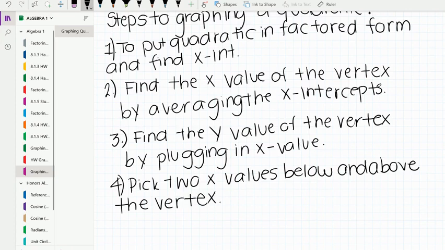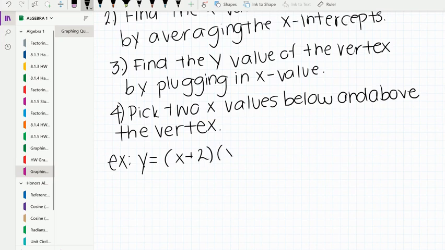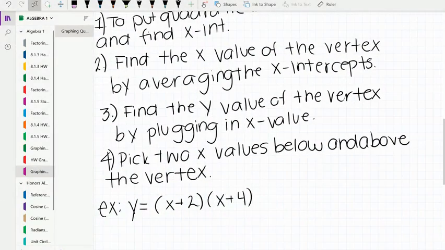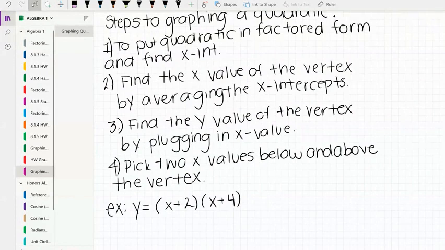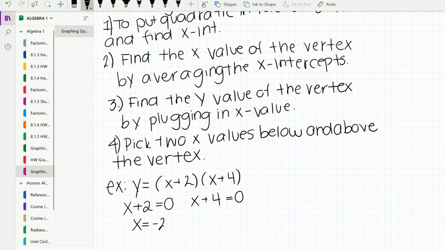Okay, so what we are going to do is now practice that. So we're going to do one last example and do it just like we said in our steps. So we have y equals x plus 2 times x plus 4. Step 1 is to put the quadratic in factored form. Well, it's already in factored form. So to find the x-intercepts, what we're going to do is set each of these equations equal to 0 because we want y to equal 0. So the x-intercept for this would be -2, and this would be -4.